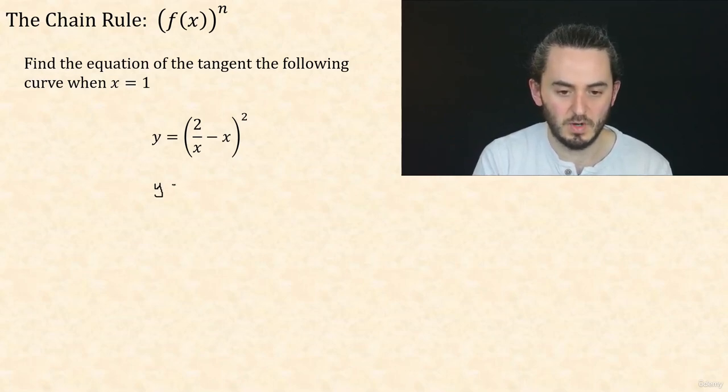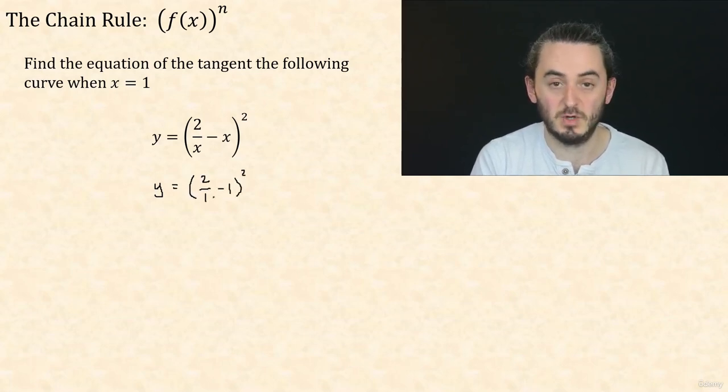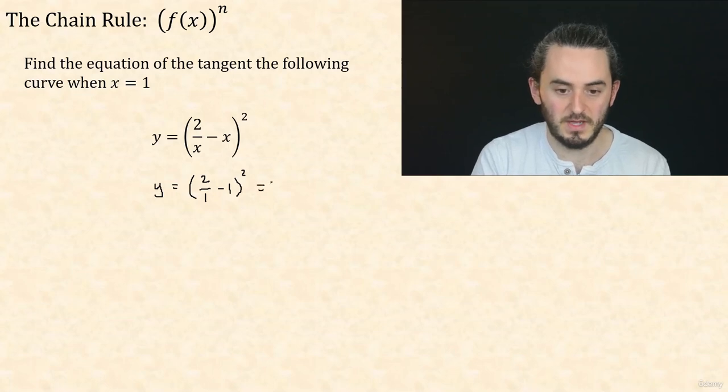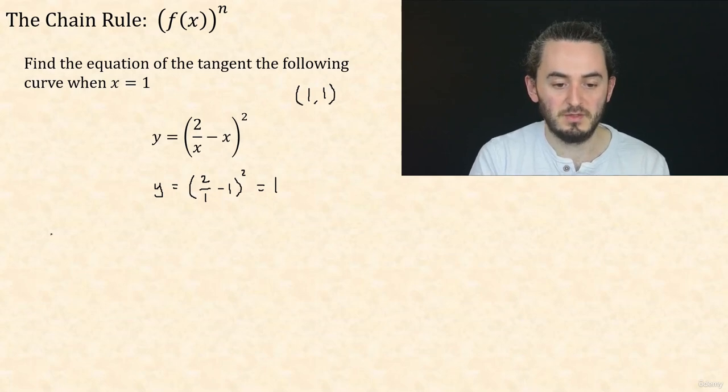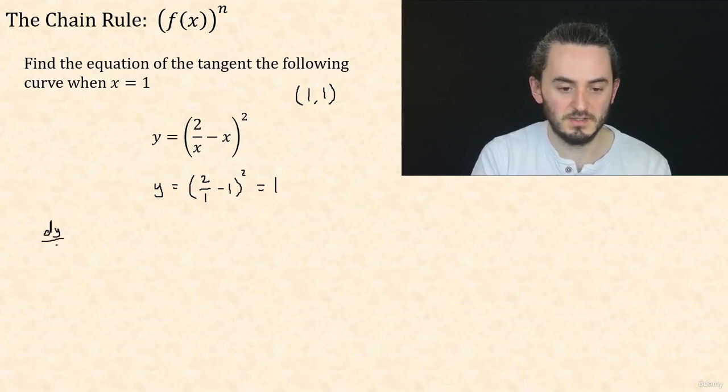So when x equals 1, y is (2 over 1 minus 1) squared. Well, that's 2 minus 1 is 1. Square that and it's 1. Okay, so the coordinates of my point is just (1, 1). What about the gradient? Well, I find dy by dx.